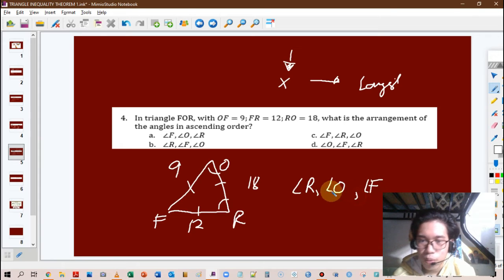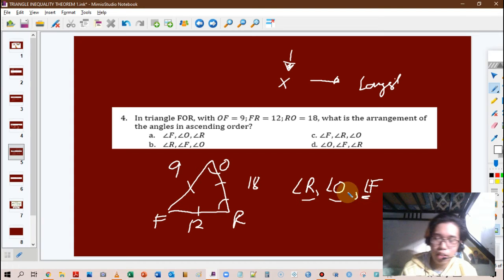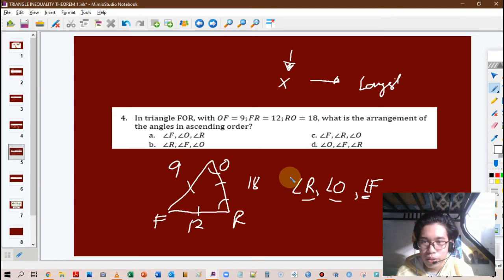So for this problem, the smallest angle should be angle R, the next one is angle O, and then the third one, the largest angle, should be angle F. So our answer here is angle R, O, and then F.